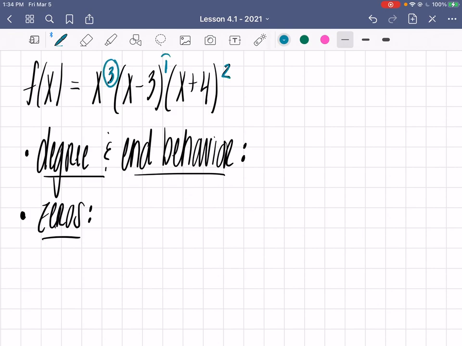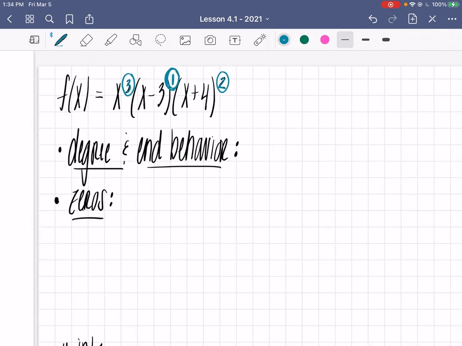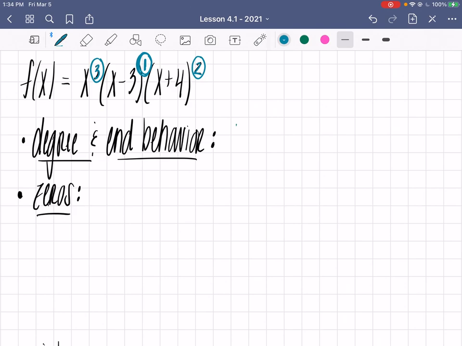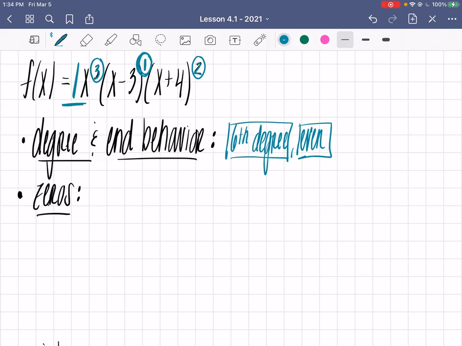So I'm going to look at all these multiplicities, or all the exponents, and add them. Again, when you don't see one, like here, you need to add it in. So 3 plus 1 is 4 plus 2 is 6. So this is a 6th degree. 6 is an even number. So 6th degree, even, and then I look at the leading coefficient. This is out in front just a positive 1, so this would be a positive leading coefficient.